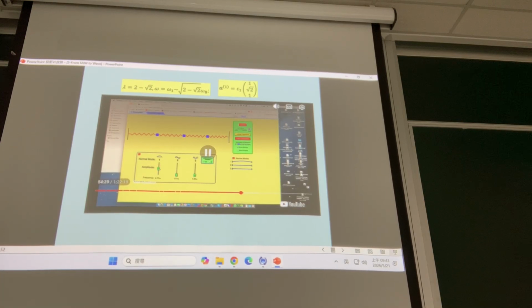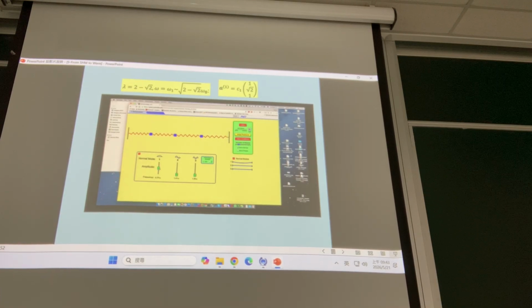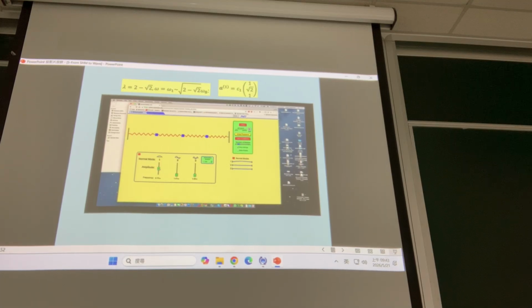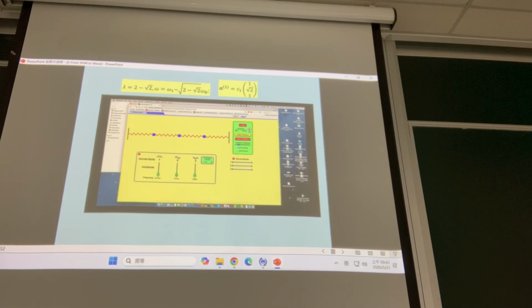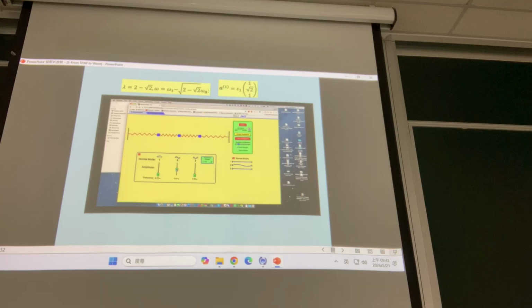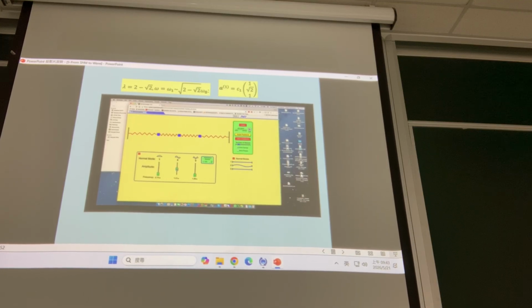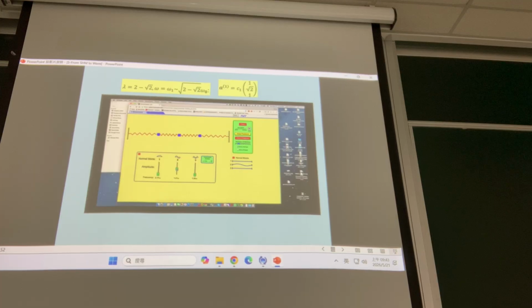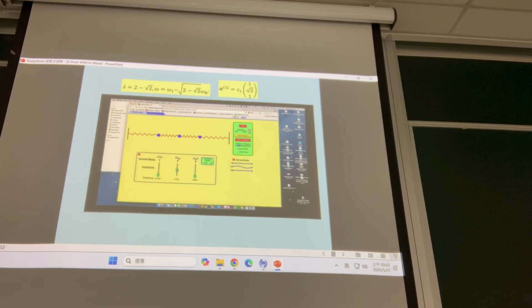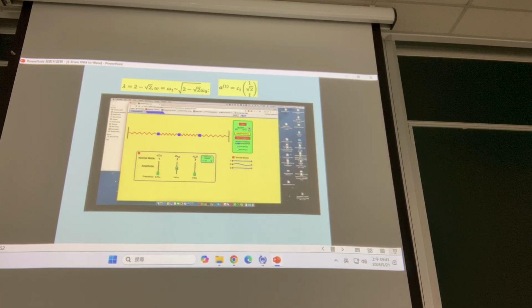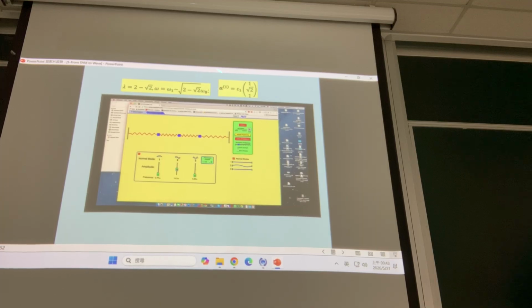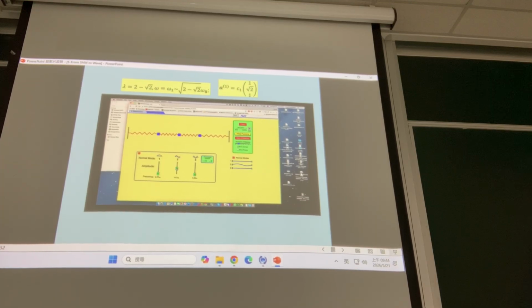But again, if you look at every particle individually, separately, you will see that they are oscillating in simple harmonic motion. That's why we call this oscillation mode a pure oscillation, because everybody is oscillating with the same frequency, but with the ratio 1 over square root 2 over 1.